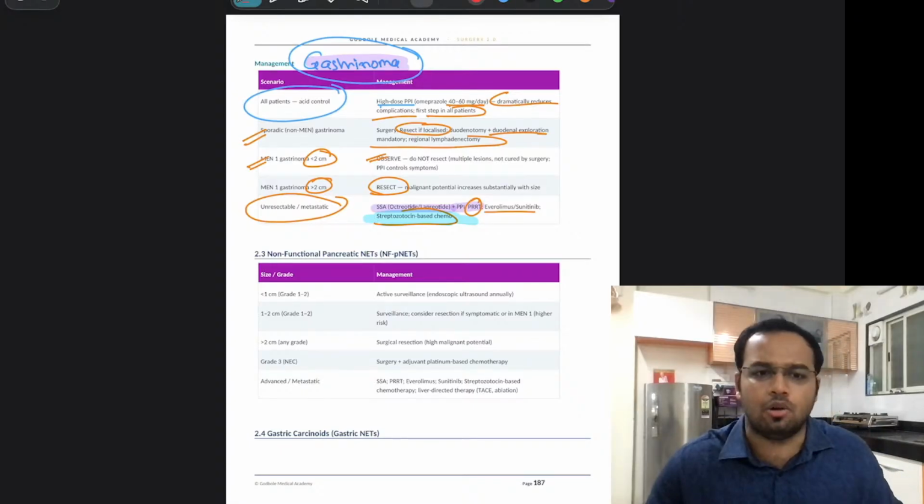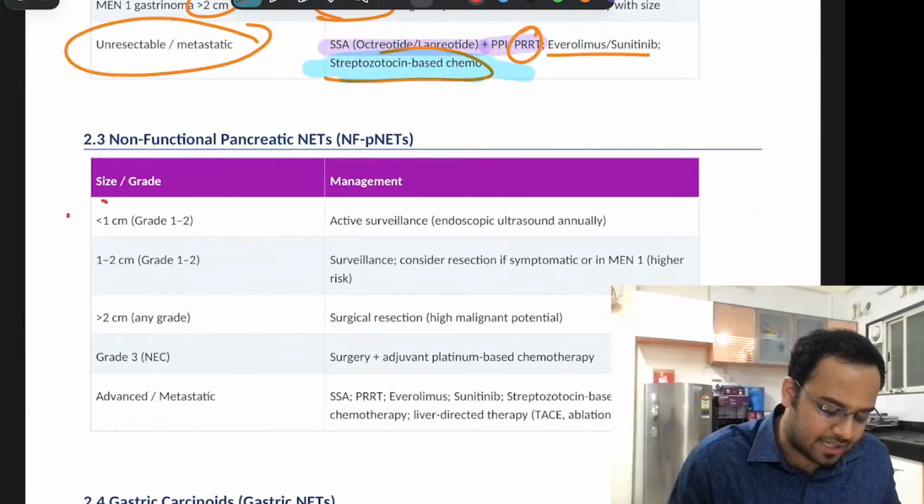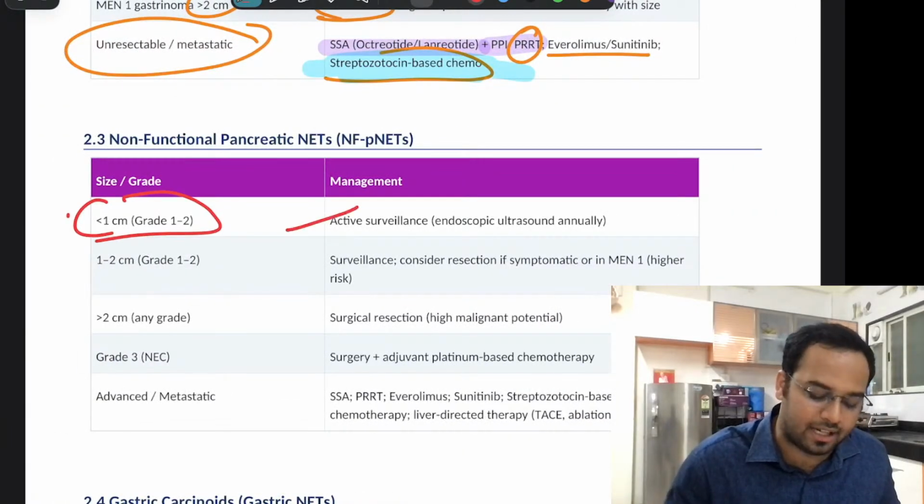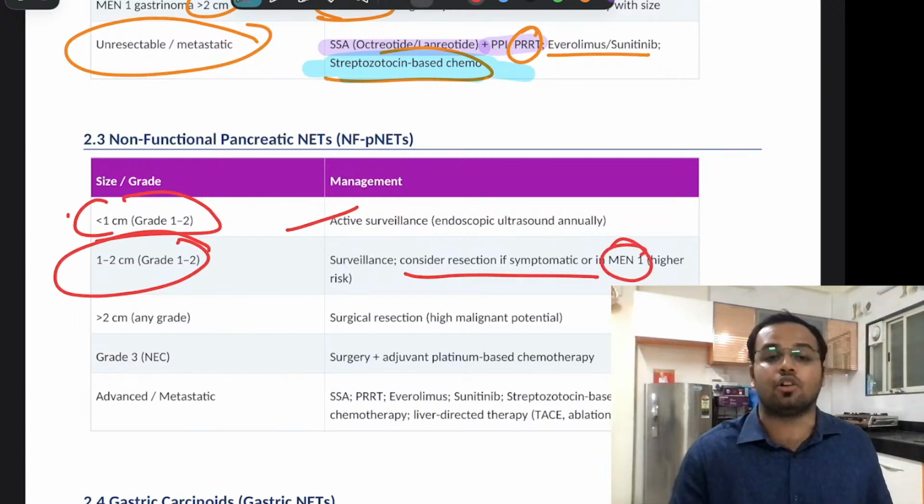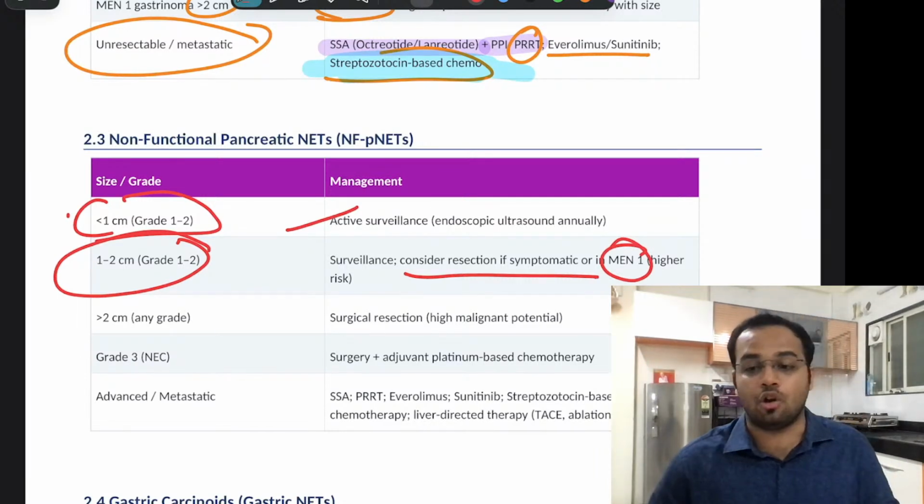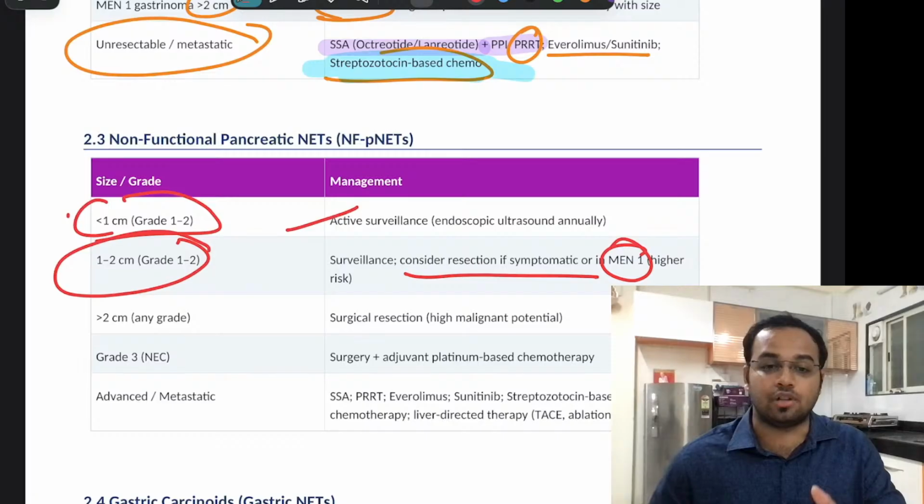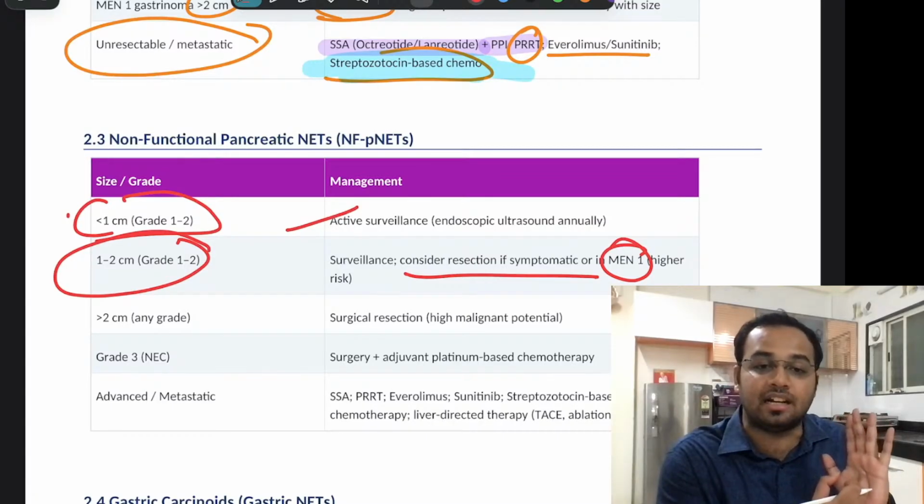So normal golden rule क्या है? If it is less than 1 centimeter, go for active surveillance. 1 to 2 centimeter है तो consider resection if symptomatic or MEN syndrome association. So most of the times क्या है? Patient को already MEN syndrome diagnosed है, and the patient is going to come to you with incidental diagnosis of a PNET on the pancreas.